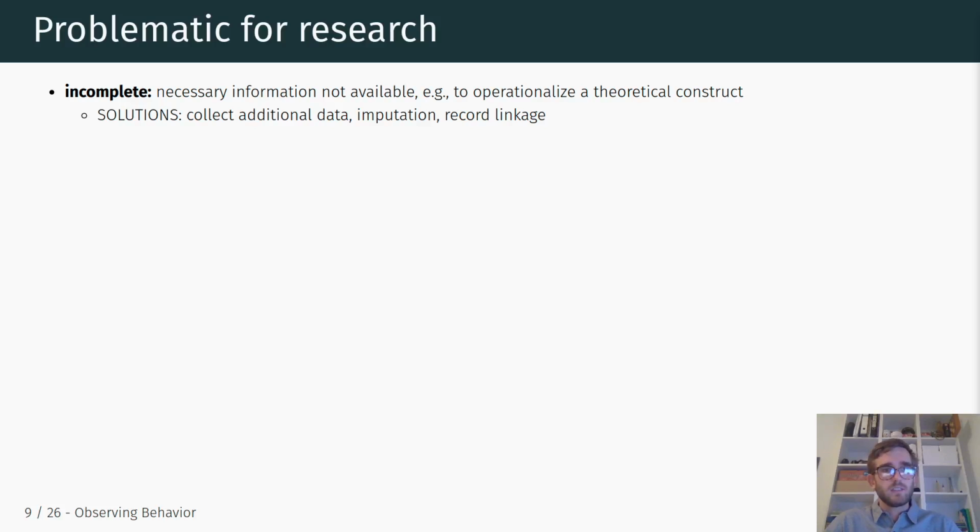In these cases, there are a couple of strategies to address these issues. Of course, we can try to collect additional data, or, if we have observations for some parts of our data, we can try to make inferences about additional observations using imputation. Or we can use what is called record linkage, which means combining data from multiple sources or data sets to fill in what is missing in one of our sources.